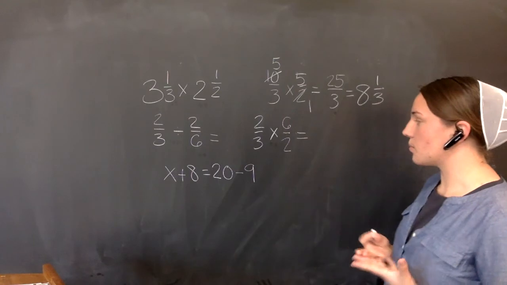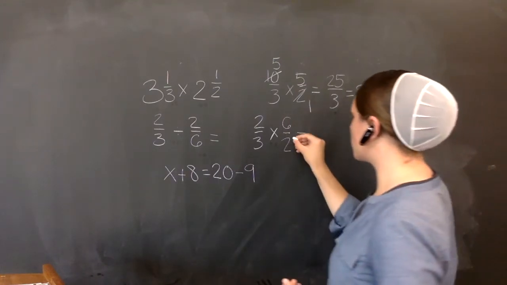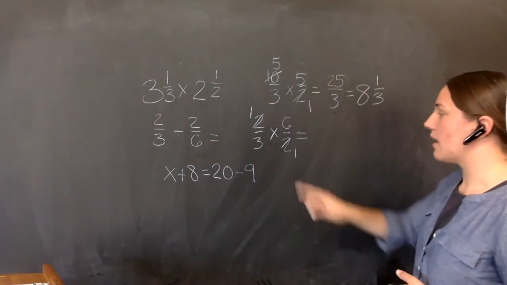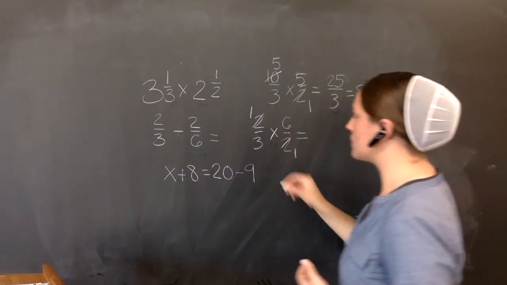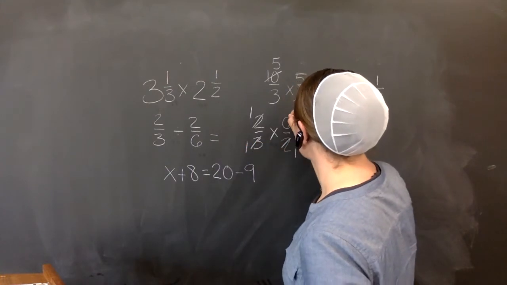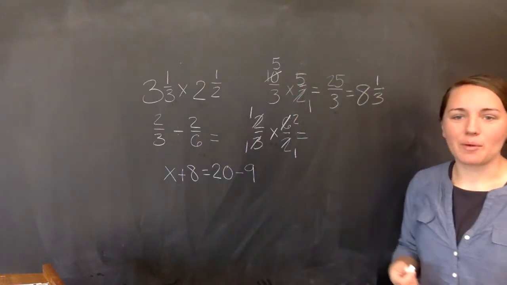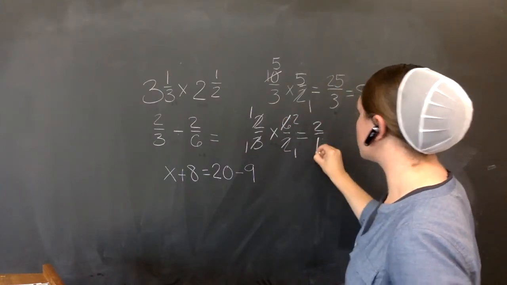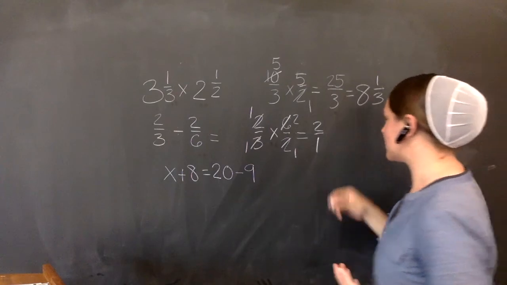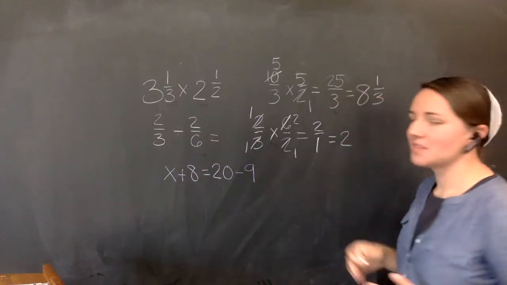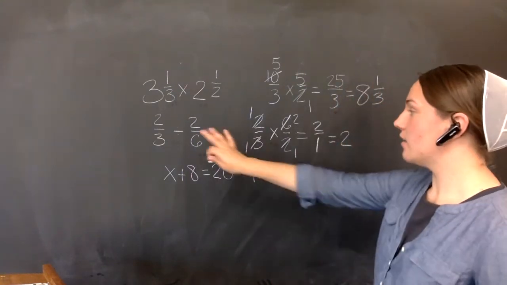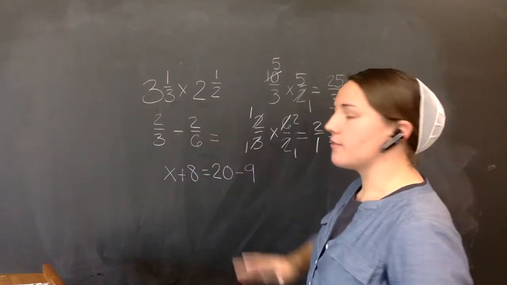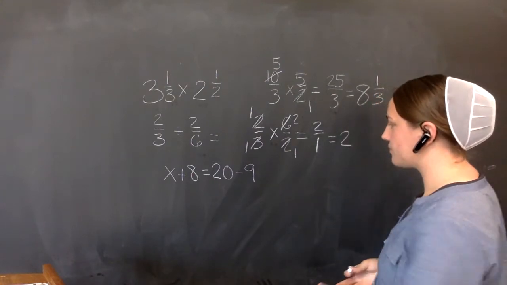Now we're ready to finish out the problem. We need to cancel first. 2 goes into 2 one time. 2 goes into 2 one time again. And then we have 3 and 6. 3 goes into 3 one time. 3 goes into 6 2 times. Now we multiply. 1 times 2 equals 2 over 1 times 1 equals 1. And 2 over 1 is the same as the whole number 2. So that is how you divide fractions. Use the opposite process and invert the second fraction.